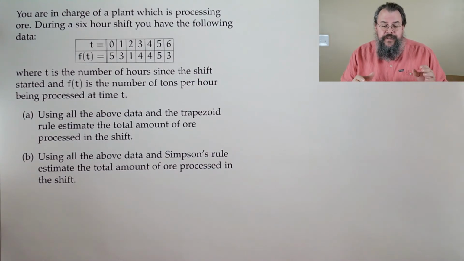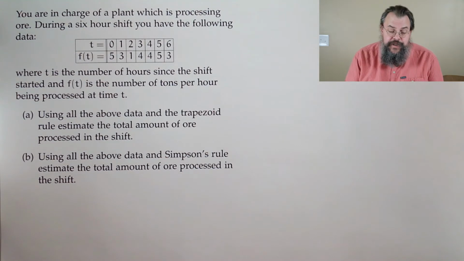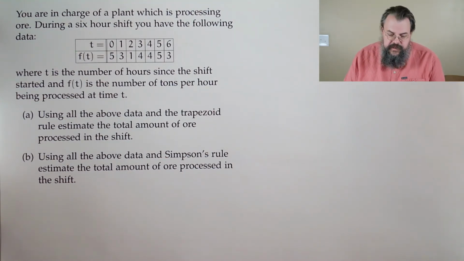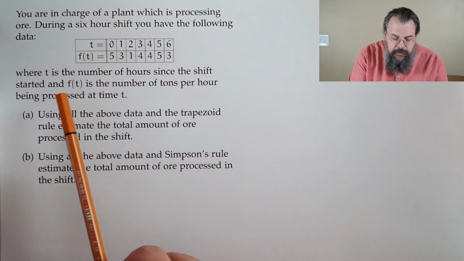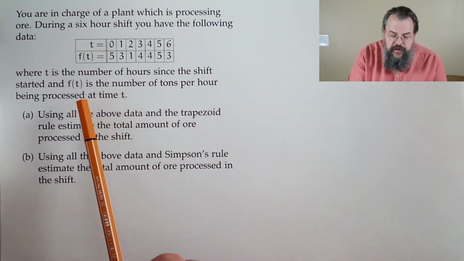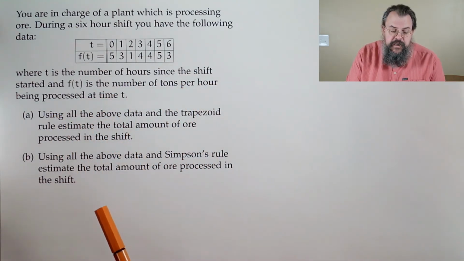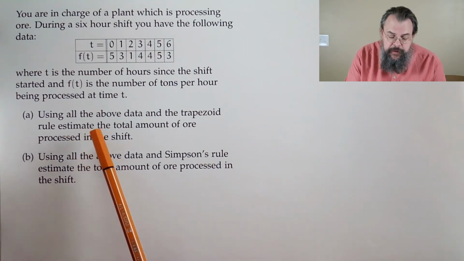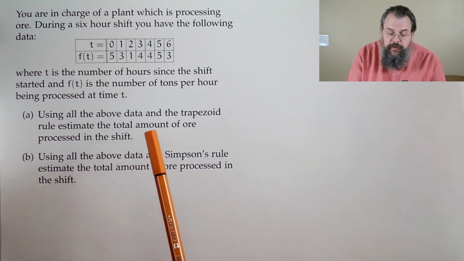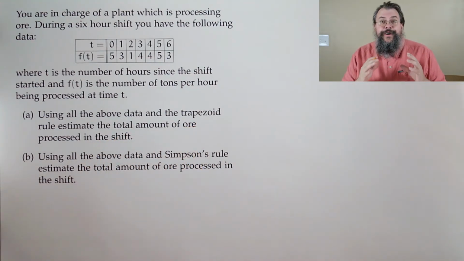You are in charge of a plant which is processing ore. During a 6-hour shift, you have the following data. So we have this time, t, where t is the number of hours since the shift started, and f of t is the number of tons per hour being processed at time t. It says, using all the above data and the trapezoid rule, estimate the total amount of ore processed in the shift. So what happens?